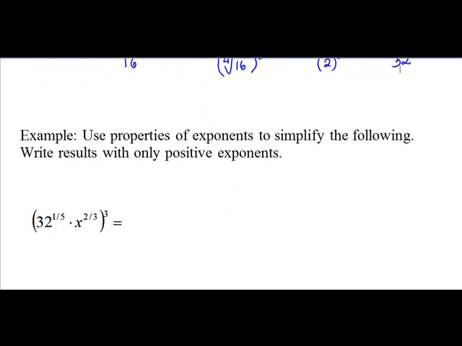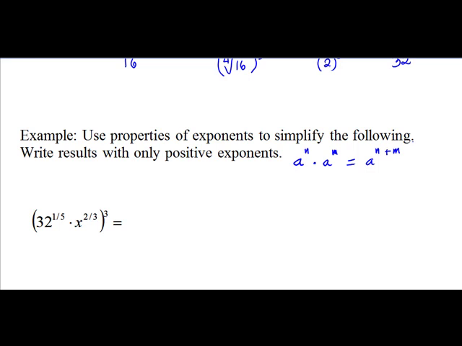Okay, let's go to the next topic. This example here, we're going to look at the property of the exponents. We learned that a to the m times a to the n is equal to a to the m plus n, where m and n are real numbers.